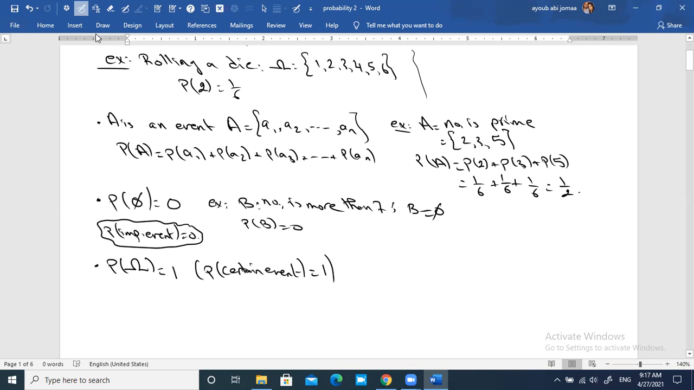Here, for example, the event C: the number is less than 7.